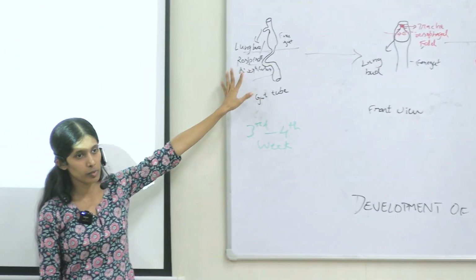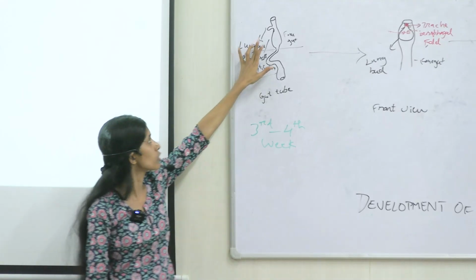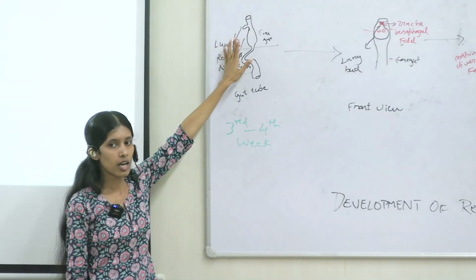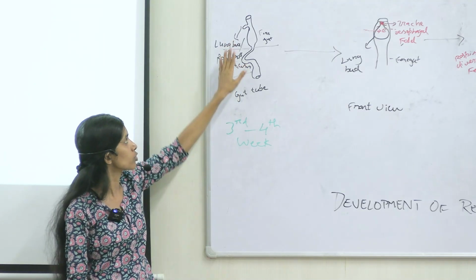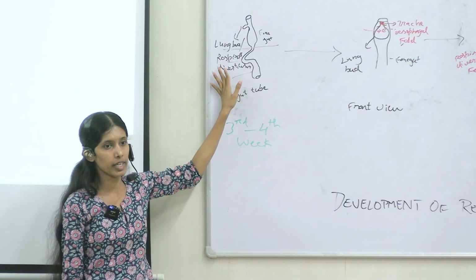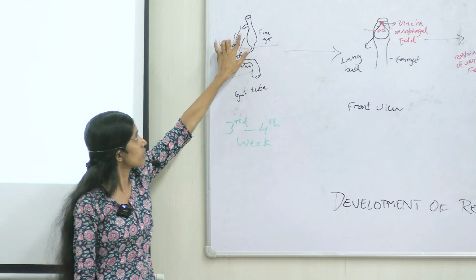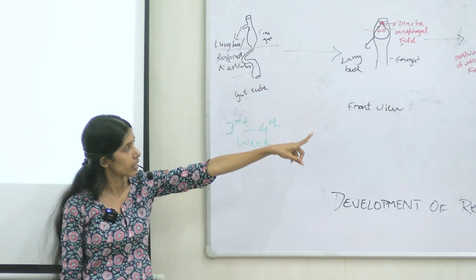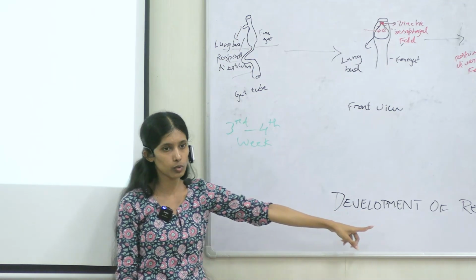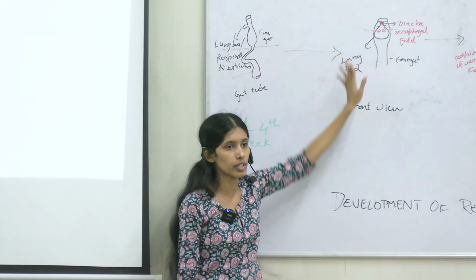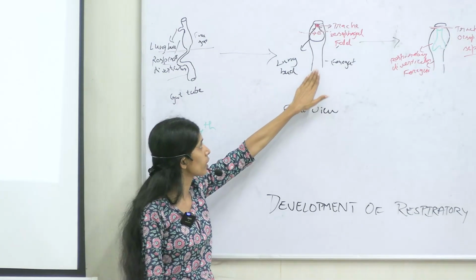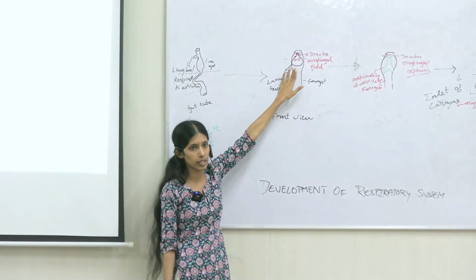We have a gut tube. In the foregut region, we have a small bud-like structure appearing on the ventral aspect of the foregut, and that bud is called lung bud or respiratory diverticulum. From this lung bud part, your entire respiratory system is going to develop. Okay. This is the side view of the gut tube, and here I have drawn the front view only with the foregut and the respiratory bud region.